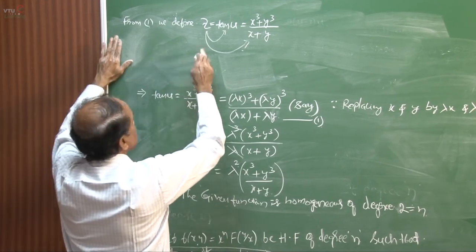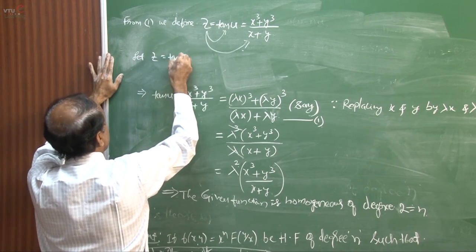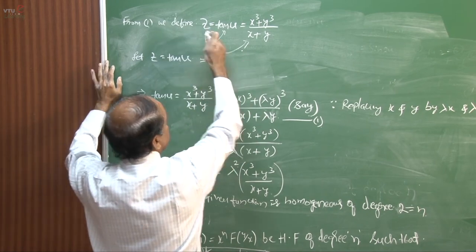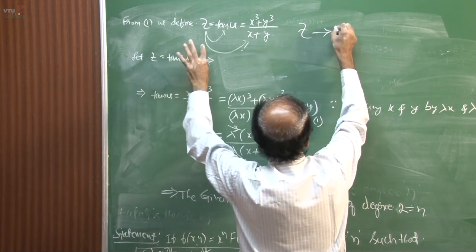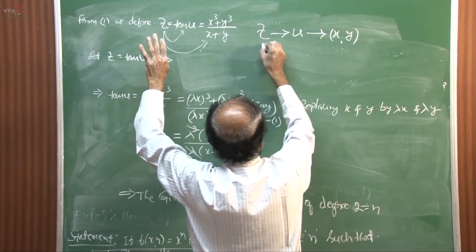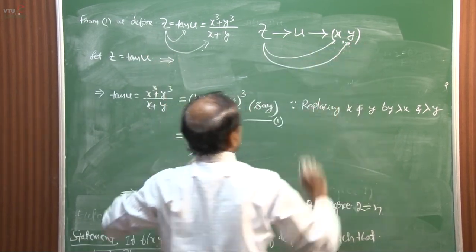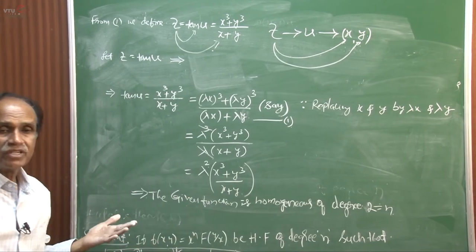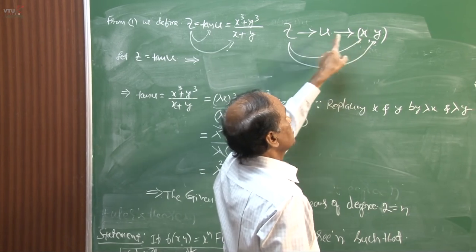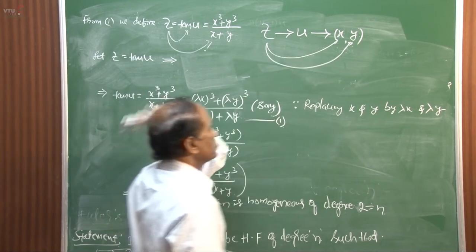So z is equal to, let z equal to tan u, you write that. Now this clearly explains how it is connected. Z is connected to u, u is connected to x comma y. Now I write the differential like this. That is nothing but your chain rule. Chain rule means z you can't take directly with respect to x, because in between u is there. Z you can't take directly with respect to y, in between u is there.